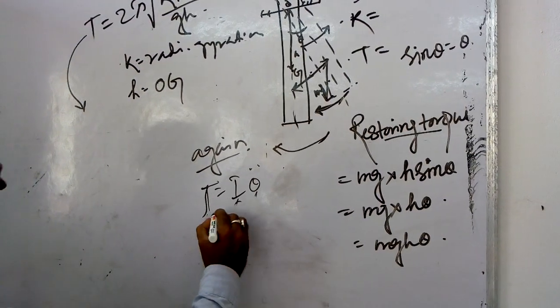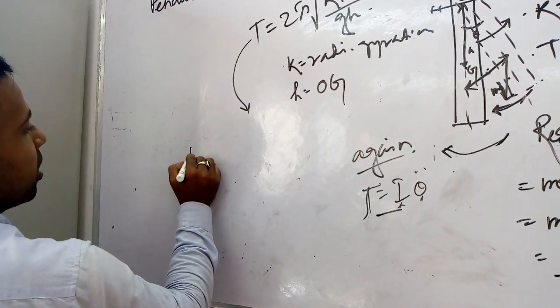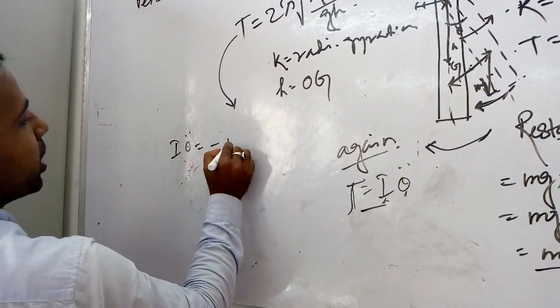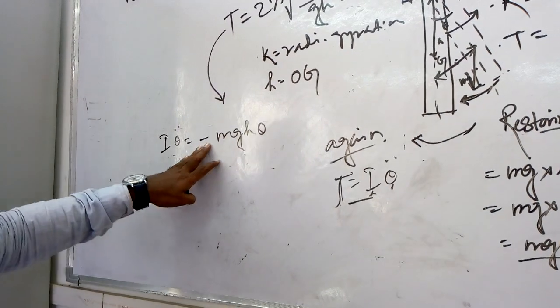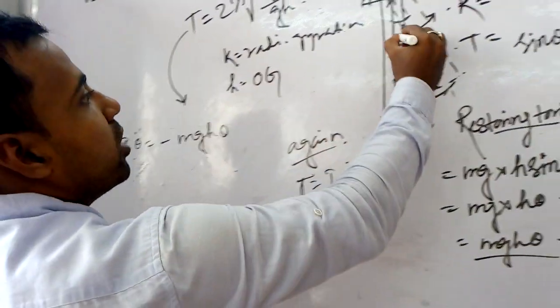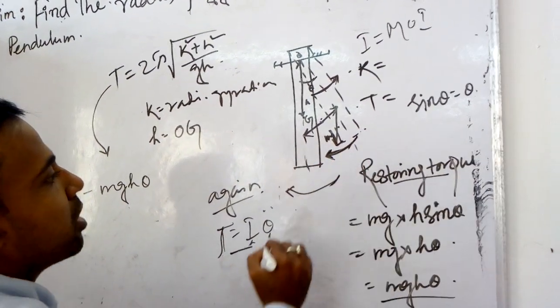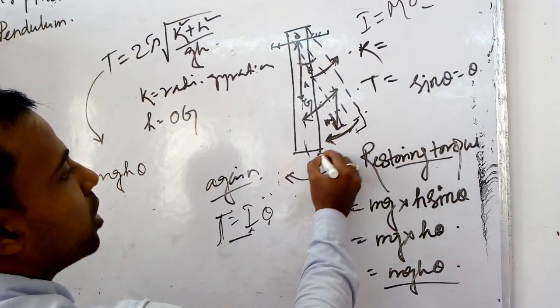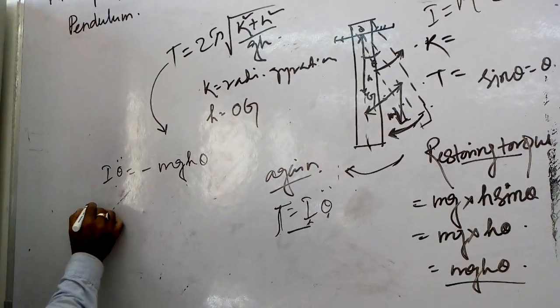Now, in equilibrium, this torque is equal to the restoring torque. So we can write I theta double dot equals minus mg h theta. Here we have put a minus because we gave displacement in this direction and there is a torque acting in this direction to bring the pendulum back to equilibrium. That is why we put the minus here.